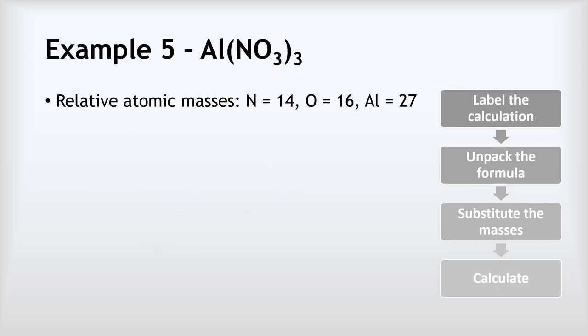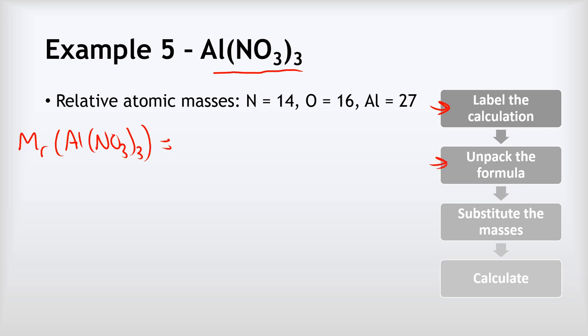So our last example then is aluminium nitrate, Al(NO3)3. So we'll start in the same way as normal by labelling our calculations. So we're going to say Mr, open our brackets, Al(NO3)3, close brackets, equals, let's unpack our formula.